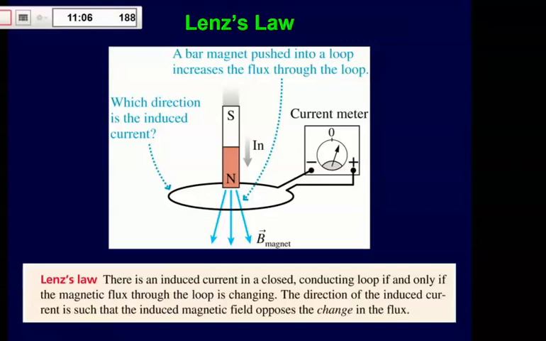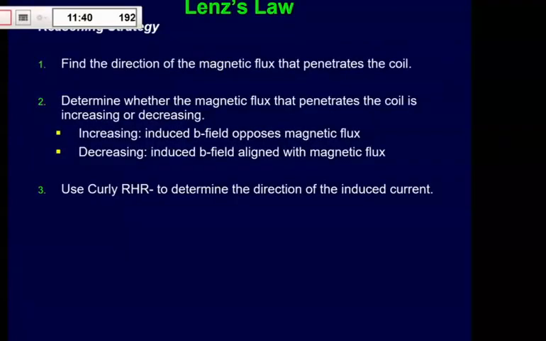So there's an induced current in a closed conducting loop if and only if the magnetic flux through the loop is changing. The direction of the induced current is such that the induced magnetic field opposes the change in the flux. So you guys had a few questions regarding this last night, so I wanted to go over them and see what we thought. And so here is my strategy.